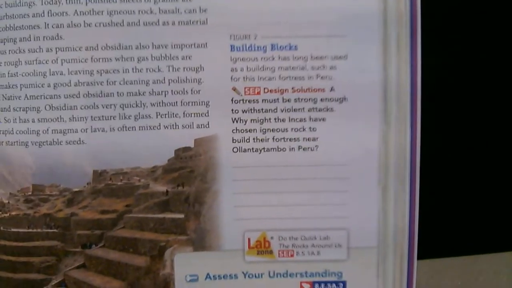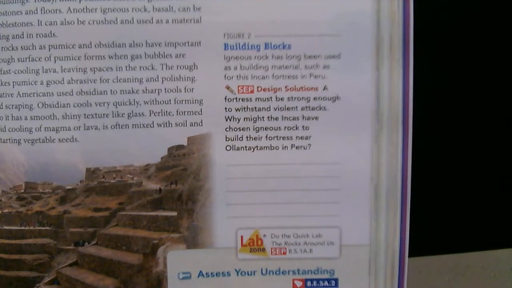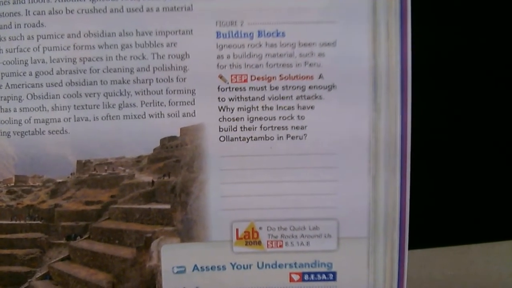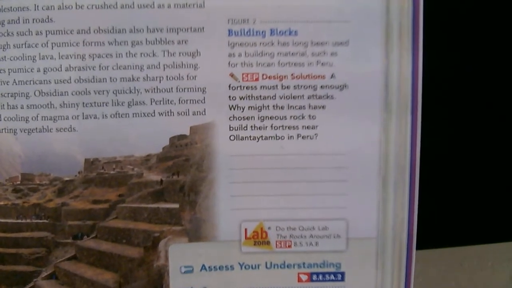Figure 2, building blocks. A fortress must be strong enough to withstand violent attacks. Why might the Incas have chosen igneous rock to build their fortress near the place in Peru?